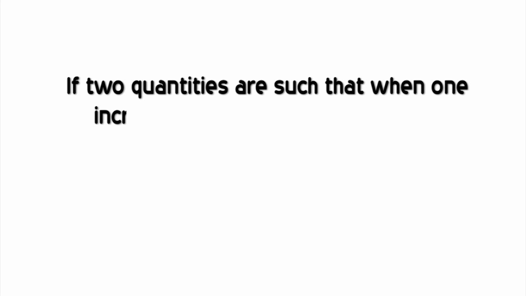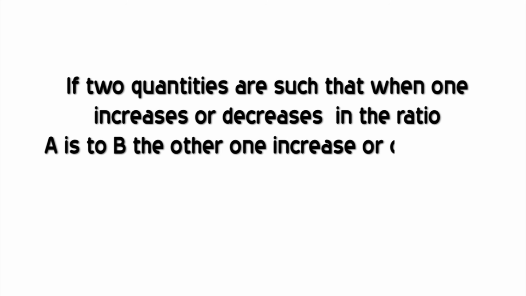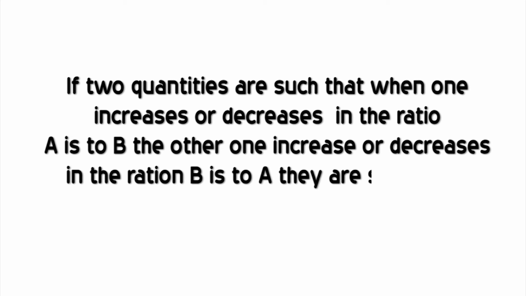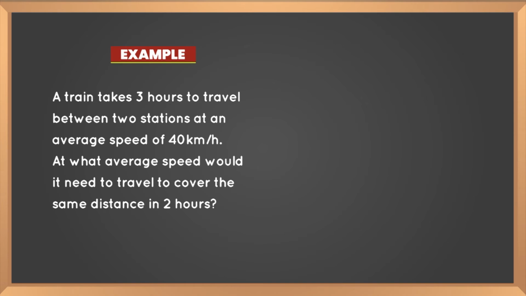If two quantities are such that when one increases or decreases in the ratio A is to B, the other one decreases or increases in the ratio B is to A, they are said to be inversely proportional to one another. For example, a train takes 3 hours to travel between two stations at an average speed of 40 kilometers per hour. At what average speed would it need to travel to cover the same distance in 2 hours?